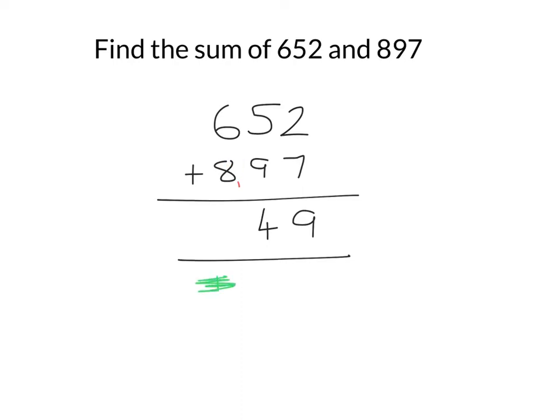above the line. 6 and 8 is 14, plus our 1 is 15. So the sum of these two values is 1,549.